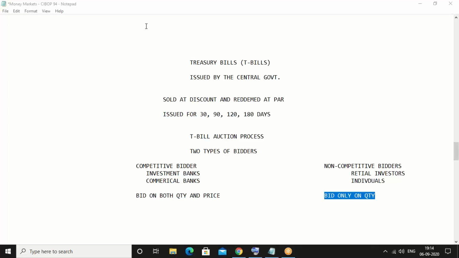And actually 98% of the market is competitive bidders, because when a government wants money, they're not going to ask for small amounts, right? They're going to ask for huge amounts. So obviously retail investors, we don't have that capacity. So it's largely the commercial banks and investment banks that play a major role in the auction process as well.